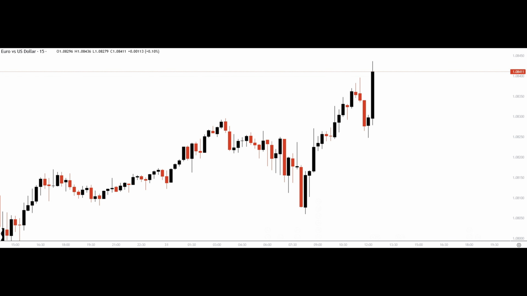Let's take a look into charting. As we can see, this market was in a significant uptrend.